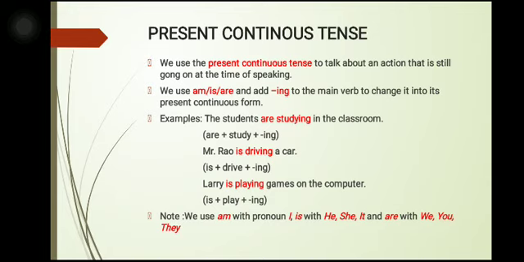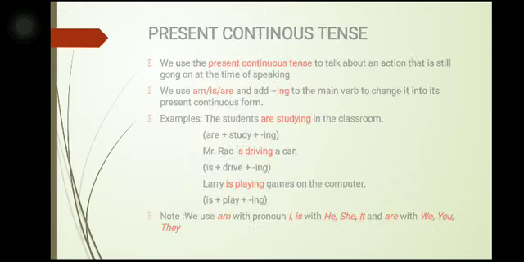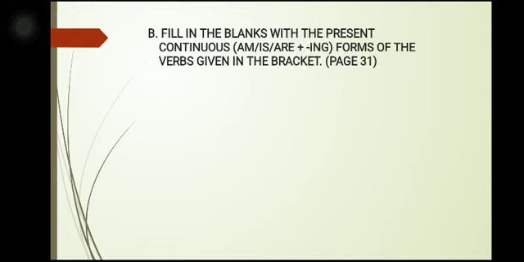And with he, she and it, because they are singular pronoun, so we will use is. He is driving, she is playing, it is walking. Then with plural, that is we, you and they, we will use are. So I hope this concept is clear to you.